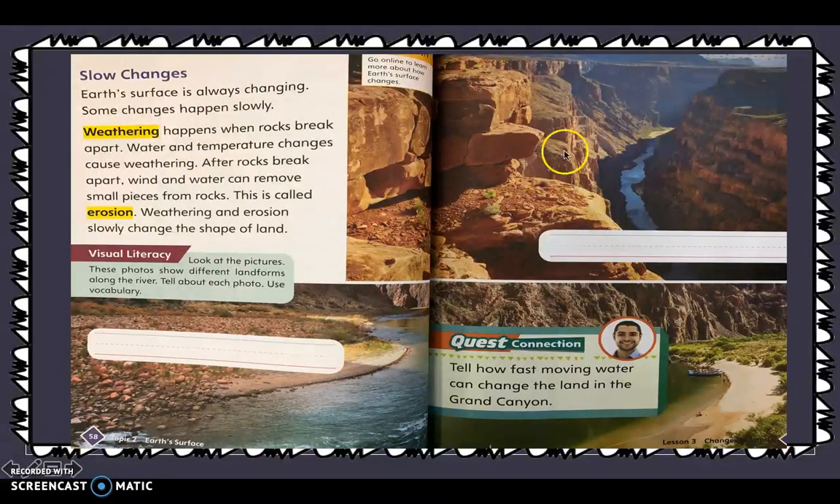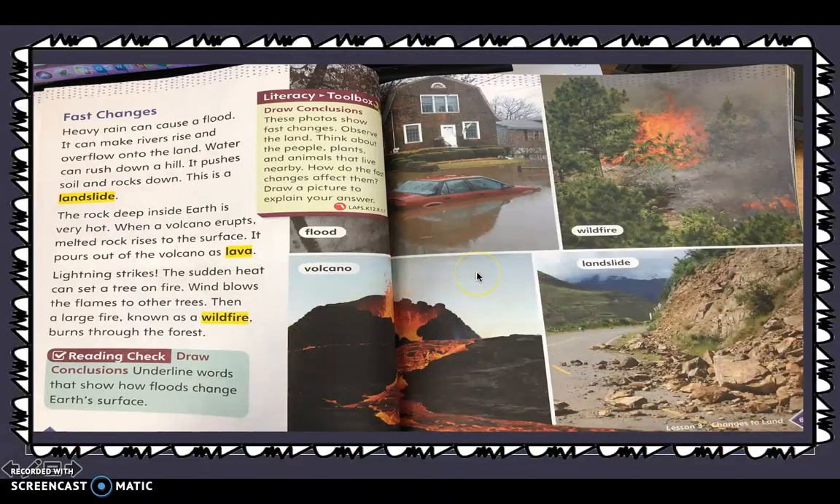And if you see these rock structures right here, they used to all be connected, but because of weathering and erosion over long periods of time, they wore away the rock and formed what's kind of like a canyon where water flows through. This is kind of the bottom of that canyon over here. So these are examples of slow changes, and these are examples of fast changes.